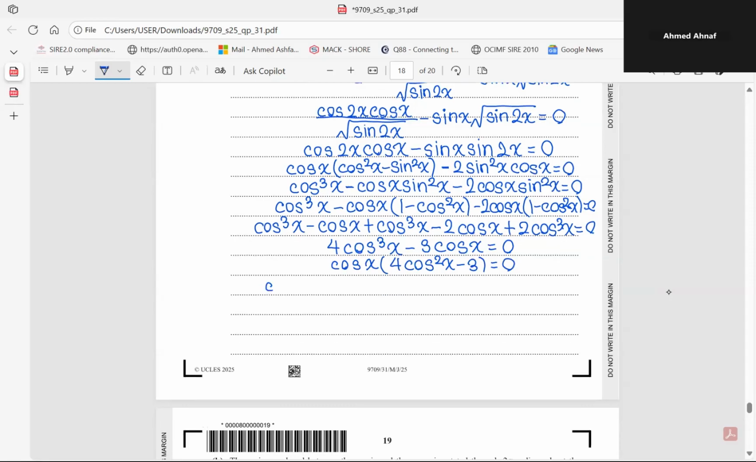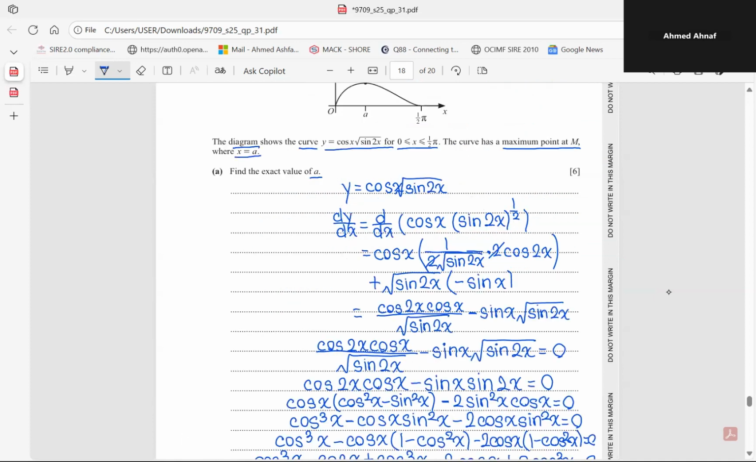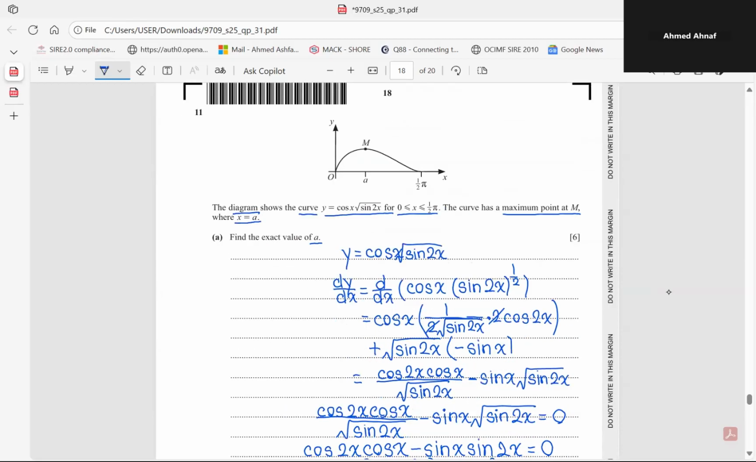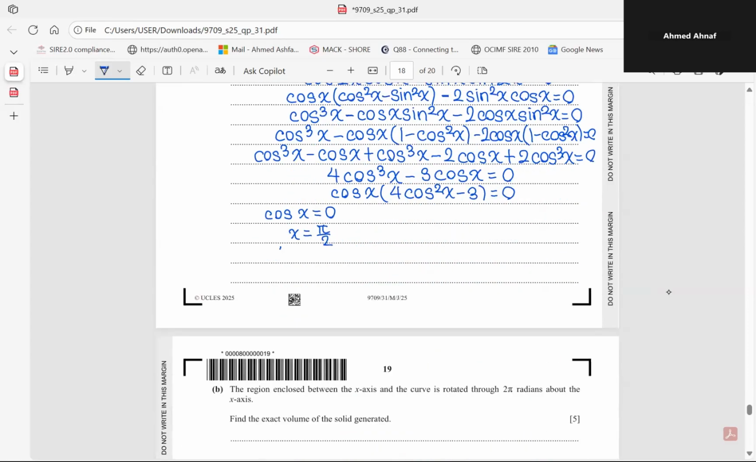And then we got cosine x equals 0, and x could only be equal to pi over 2 for our domain. But as we can see from the diagram, M is not at x equals pi over 2. So that is definitely not the case, so we're going to have to reject this answer. Let's look at our second solution.